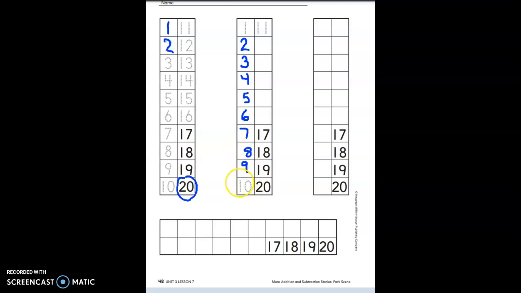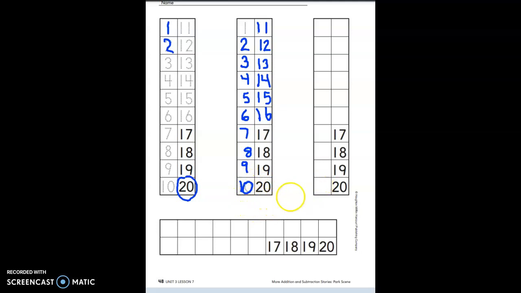So here I am at 10, and I'm going to go, what comes after 10? 11, and then 12, 13, 14, I notice that 14 has a 4, 15, 16, 17, 18, 19, 20. And 20 just means that's 2 groups of 10, right?